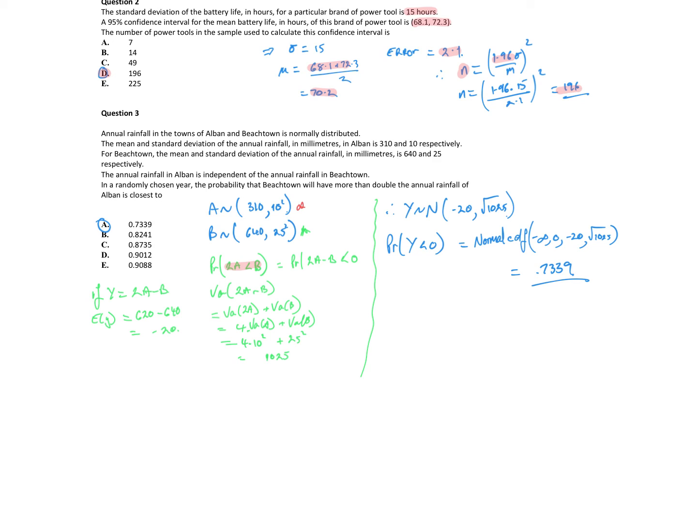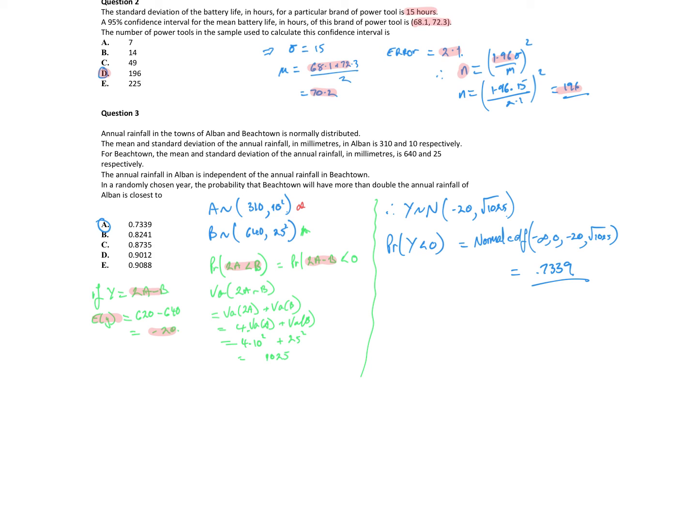So instead of thinking of it like that, we're going to have to think of it as a difference. So we want the probability that 2A minus B is going to be less than 0. And now we've got to find the mean and the standard deviation of that linear combination. So if Y is equal to 2A minus B, the expected value of Y is 2A minus B, which is negative 20. The variance of that distribution is equal to the variance of 2A plus the variance of B.